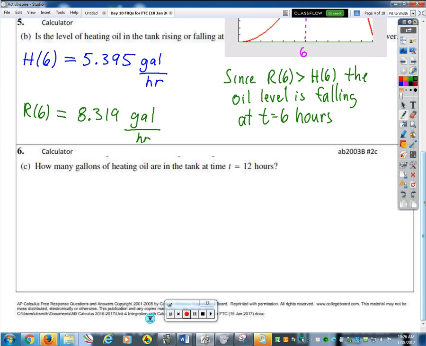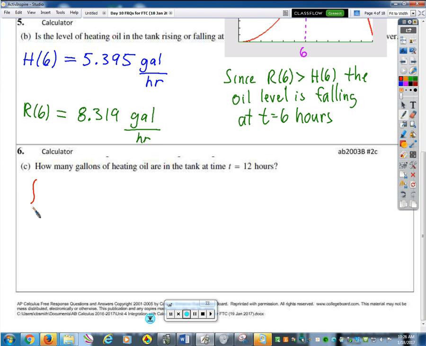They want to know in total how much oil is in the tank at 12 hours. Chance already got a bunch of tickets. Somebody tell me what I can start doing to figure out how much oil. It's just common sense. Go. Or you want to find the integral of how much is going in, and then the integral of how much is going out. Nicely done.